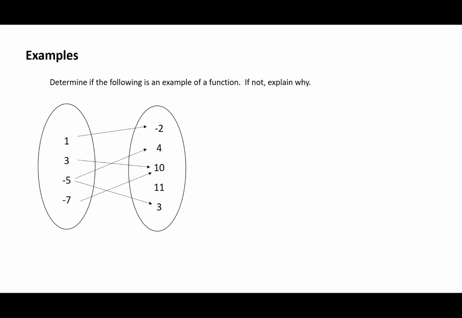Here's this one though. So in this mapping, 1 is matched with -2. Alright, that's fine. 3 is matched with 10. That's totally fine too. -5 is matched with 4 and 3. So now I have one domain value, -5, but it's being matched to 2 different values. So already I know it's not a function.